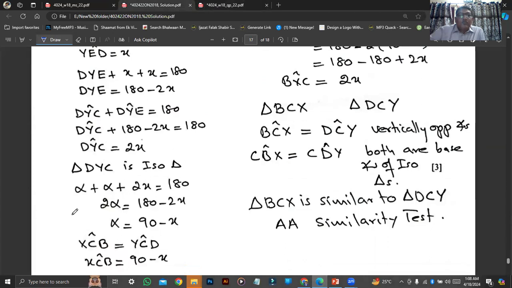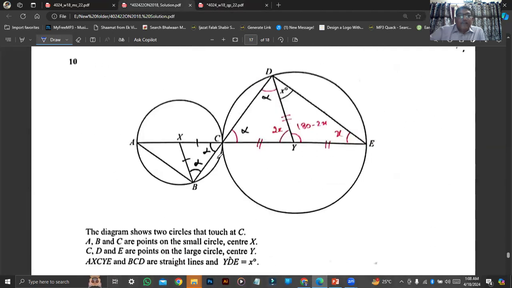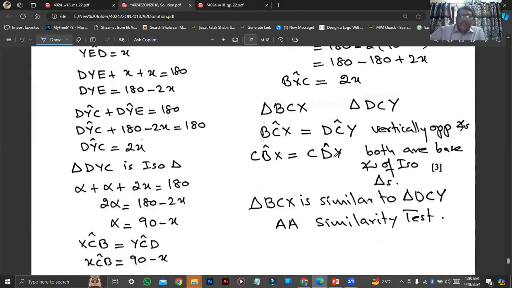So we have to show this. This is a 3 marks question. Hopefully you understand. Okay, so this is alpha, this is also alpha because they are vertically opposite. Angle BCX is equal to DCY, they are vertically opposite. Angles CBX and CDY are both the base angles of the isosceles triangle. So triangle BCX is similar to triangle DCY. Angle similarity test. I hope you understand.